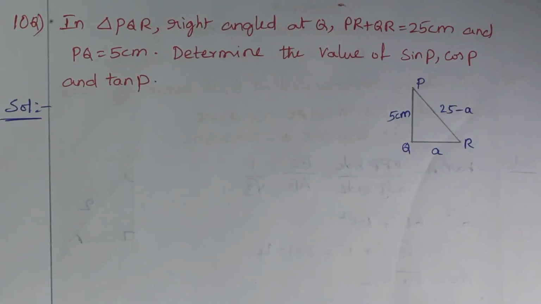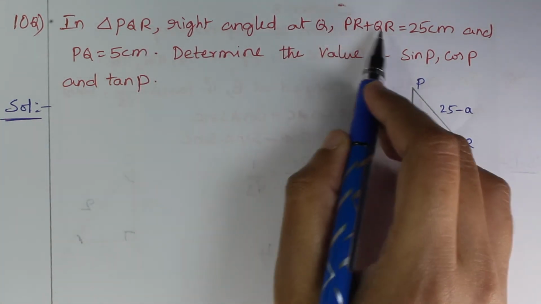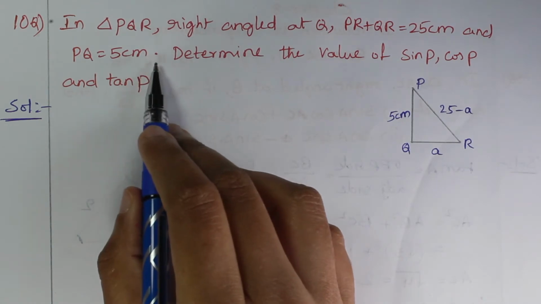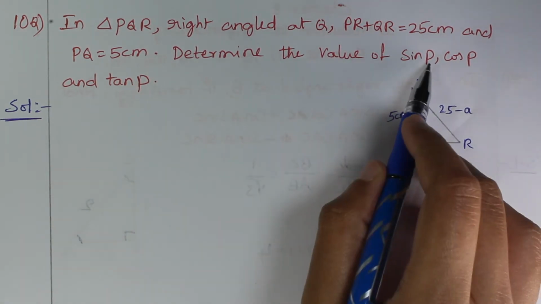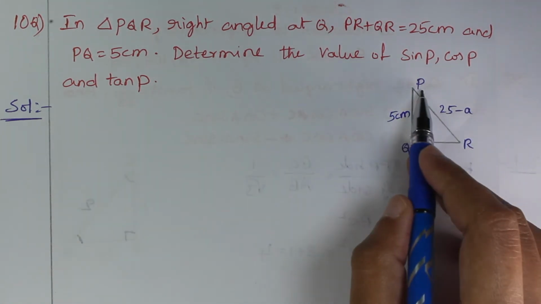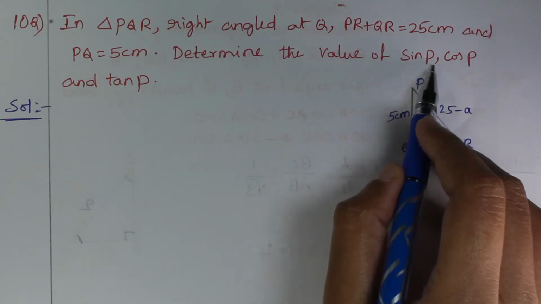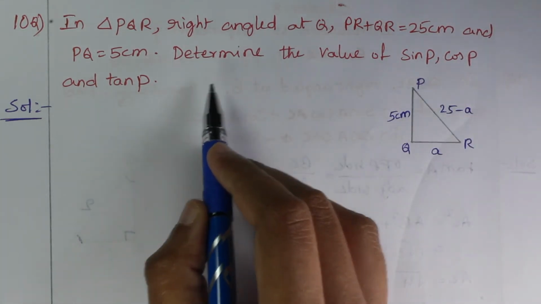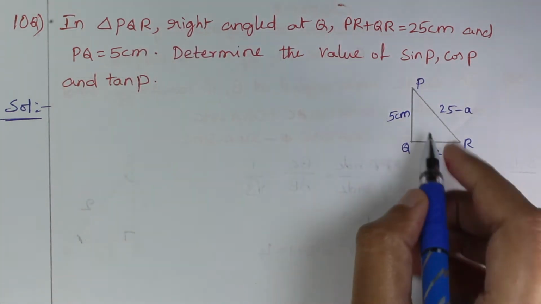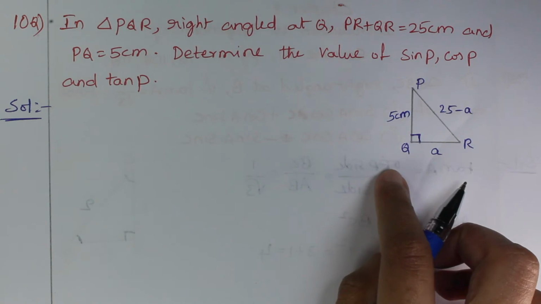Now let's move to the 10th question. In triangle PQR, right angled at Q, PR plus QR is equal to 25 centimeters and PQ is equal to 5 centimeters. Determine the value of sin P, cos P and tan P. So he has given some information about the right angle triangle PQR. We have to find out the values of sin P, cos P and tan P. What did he give? It is right angled at angle Q. So this is the right angle at angle Q.